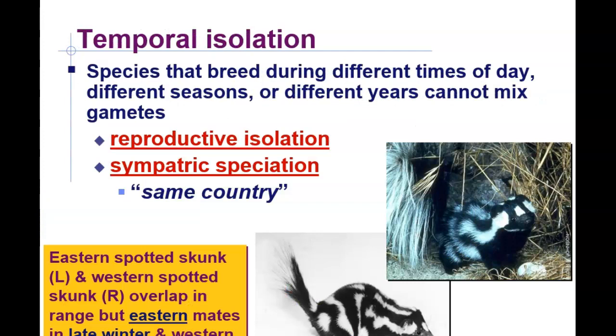Temporal isolation is a type of reproductive isolation where two populations start to breed at different times of the day or different times of the year. For example, these two types of skunk live in the same area, so they are not geographically isolated. However, one mates in winter and one mates during a different time of the year, so they do not interbreed. So the reproductive barrier is a temporal barrier because they reproduce at different times in the year.